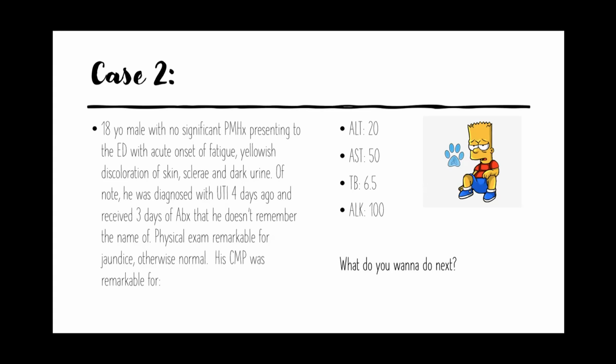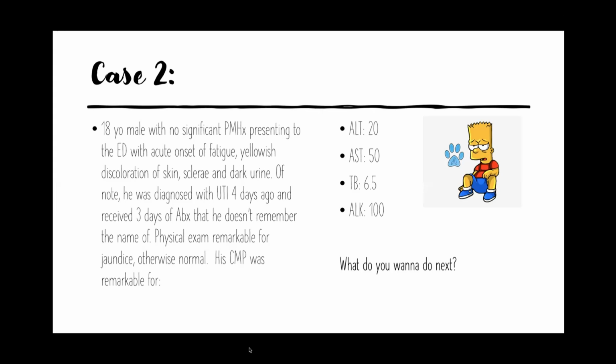His CMP was remarkable for total bilirubin elevated to 6.5. So what's the abnormality here? The total bilirubin is elevated in the CMP, so that's abnormal. And the AST is elevated to 50, ALT is normal. Okay, what's next?